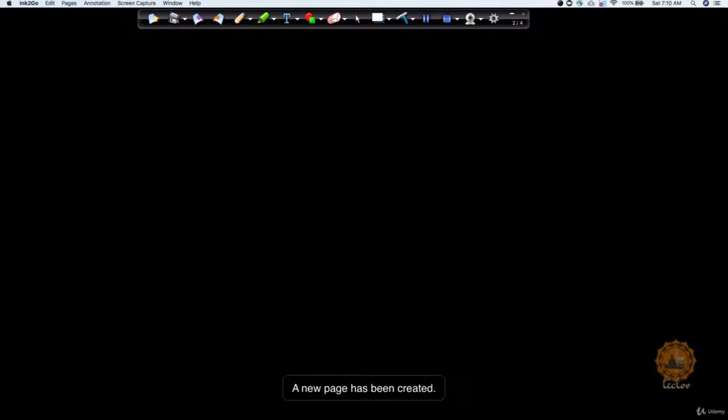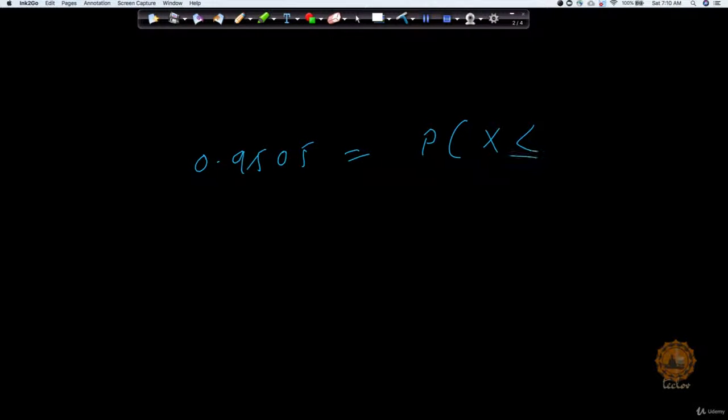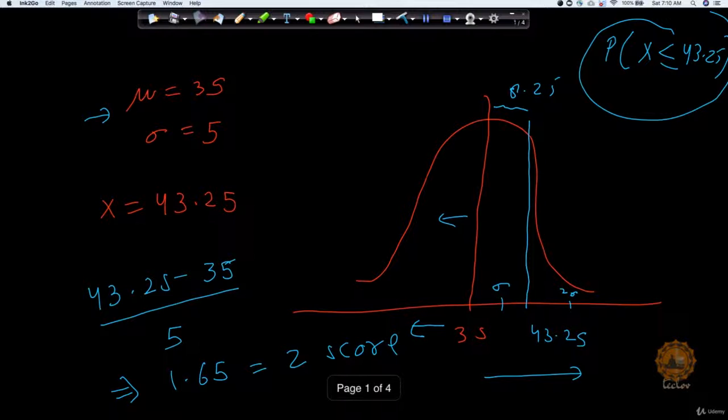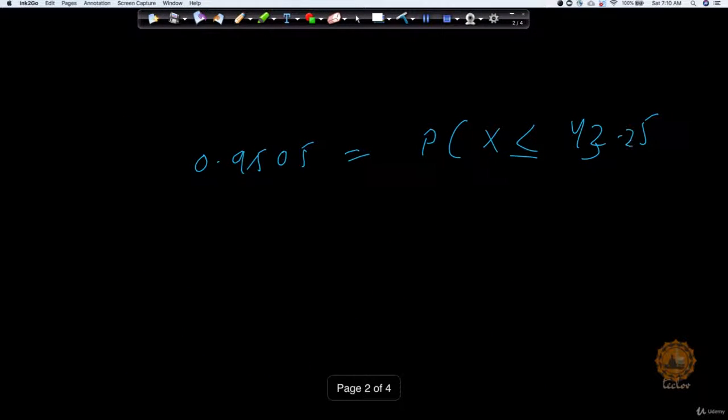So I got 0.9505. This is the answer for the probability that the commute time is less than 43.25, whatever the question was. I think it was 43.25, correct. So this is how you will be computing this particular data.